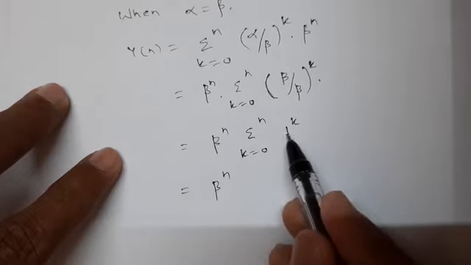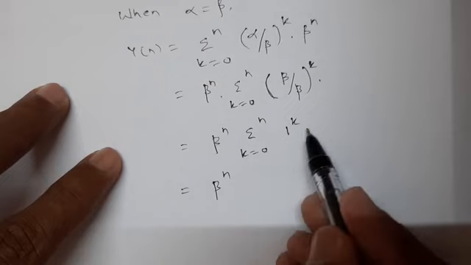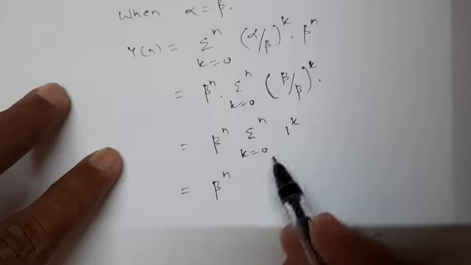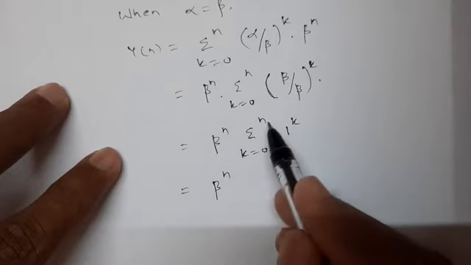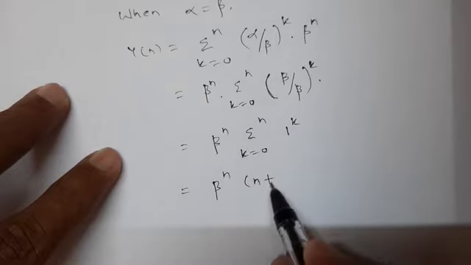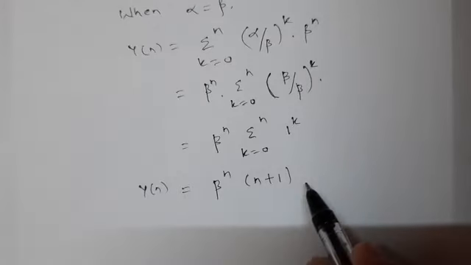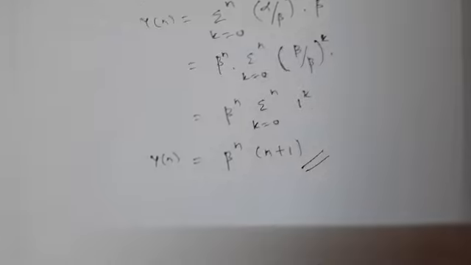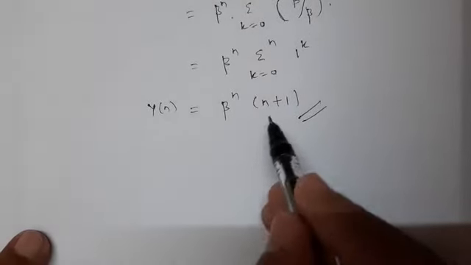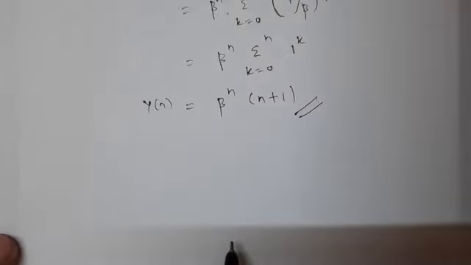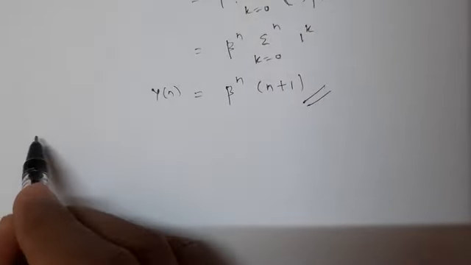You go on adding 1 at k equal to 0, plus 1 at k equal to 1, plus 1 at k equal to 2, plus 1 at k equal to 3, and so on till n, which becomes n plus 1. So it is y of n when alpha equal to beta. This is how we have the solution for such examples. We'll consider one more example.